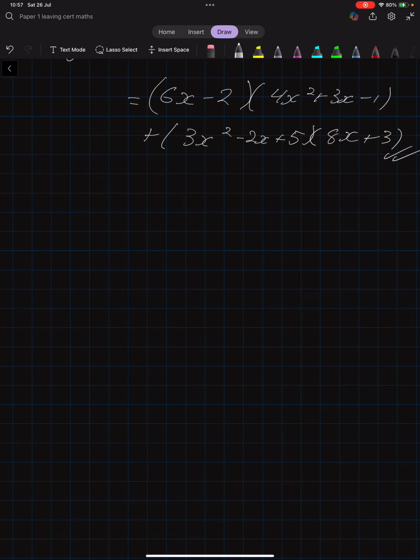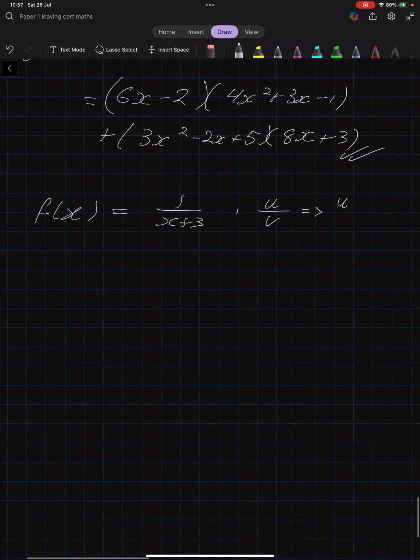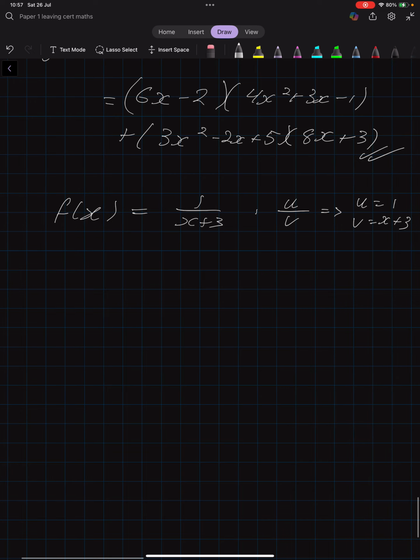So, if I want to get the derivative of f of x, which is 1 over x plus 3, how would I do this? So remember, u over v. So u is equal to 1, v is equal to x plus 3. So f prime is equal to, remember, it's v u prime minus v prime u all over v squared.